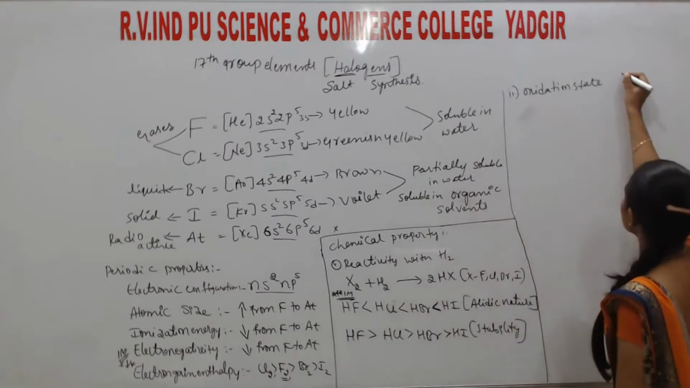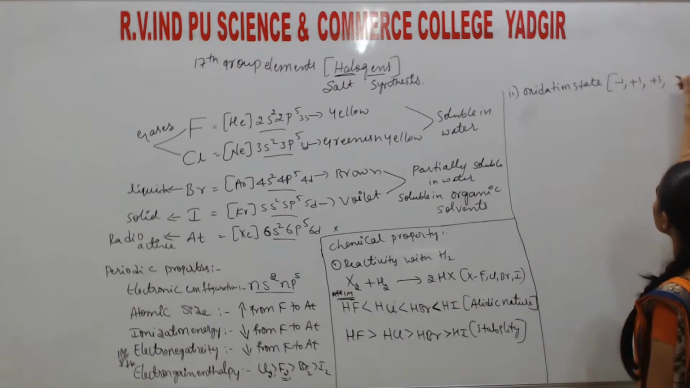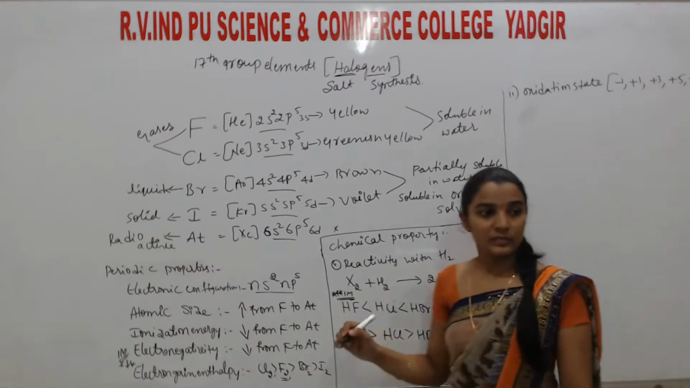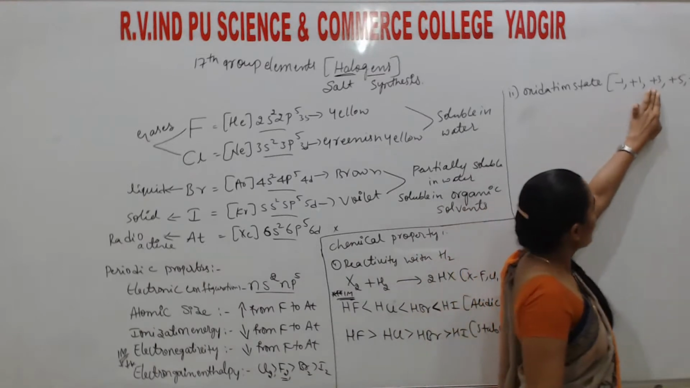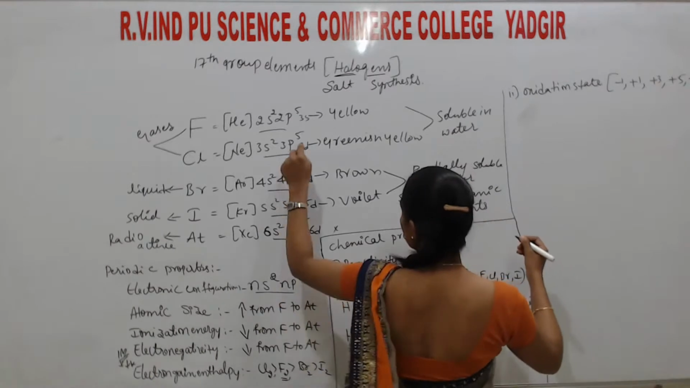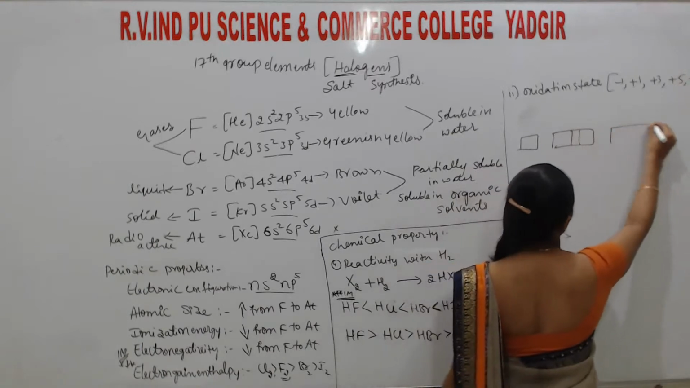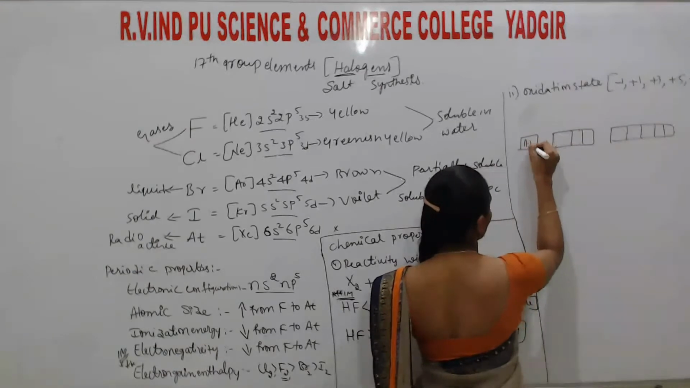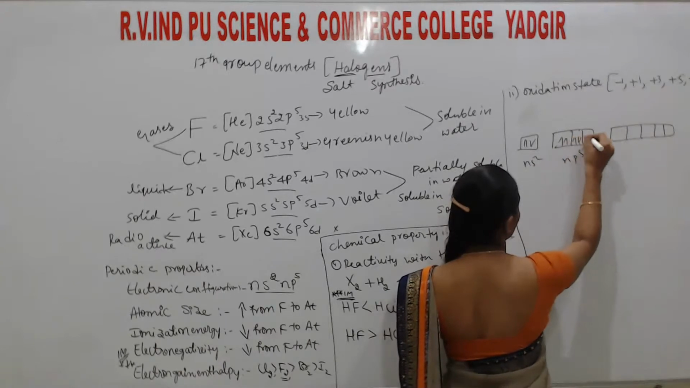These elements exhibit which type of oxidation states? -1, +1, +3, +5, +7. This type of oxidation states they can exhibit: -1, +1, +3, +5, +7. How? Listen, I will take 3s, 3p, 3d. Correct? ns2 np5. This is the configuration.